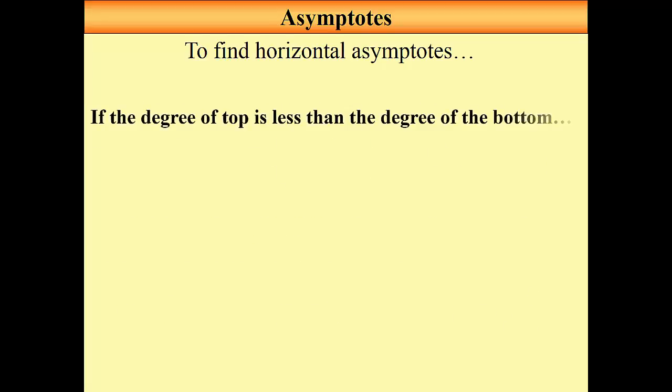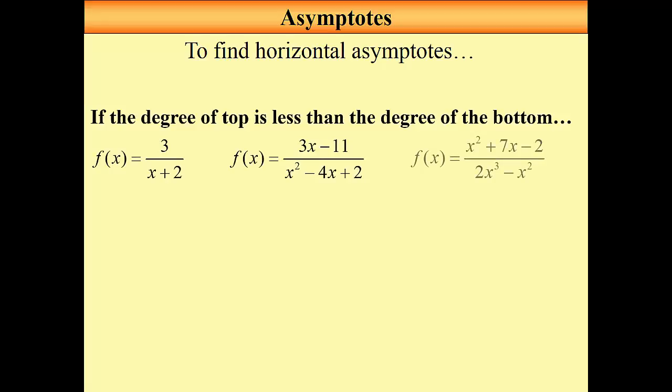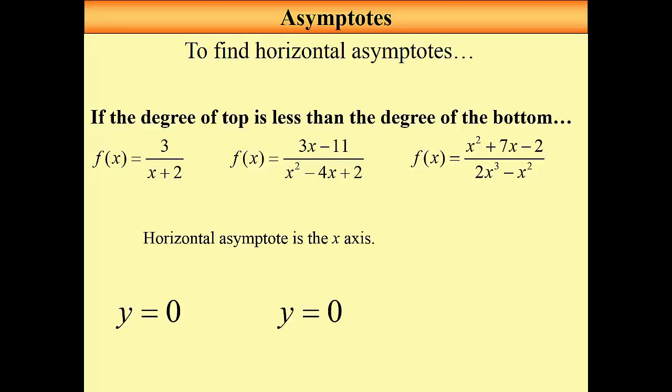However, if the degree of the top is smaller than the degree of the bottom, in the one on the left, the degree of the top is 0. There is no exponent. The degree of the bottom is 1. If the degree of the top is smaller than the degree of the bottom, the answer is always y equals 0. In the second one, degree of the top is 1, degree of the bottom is 2. So y equals 0 is the horizontal asymptote. In the third one, degree of the top is 2, degree of the bottom is 3. So the degree of the top is smaller, and it's a 0.